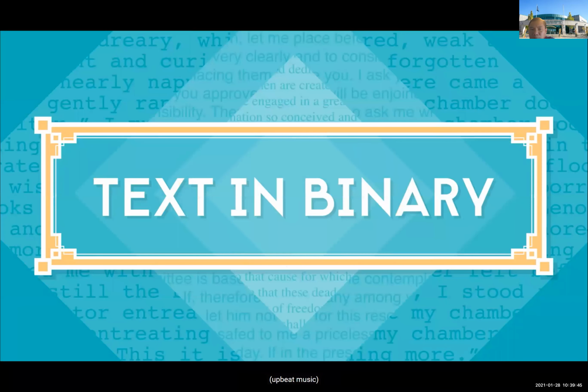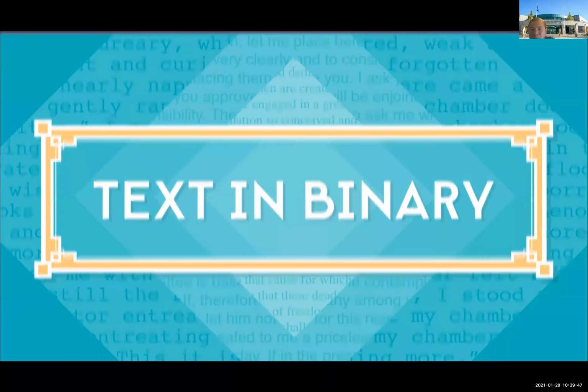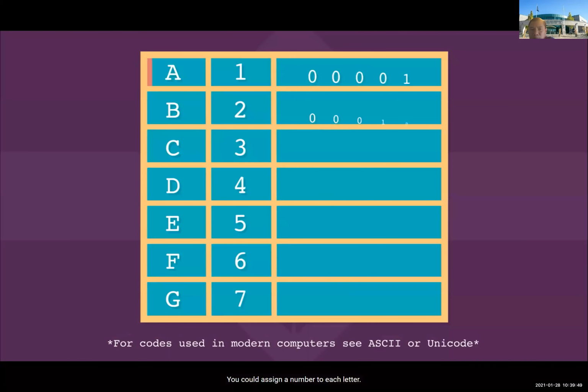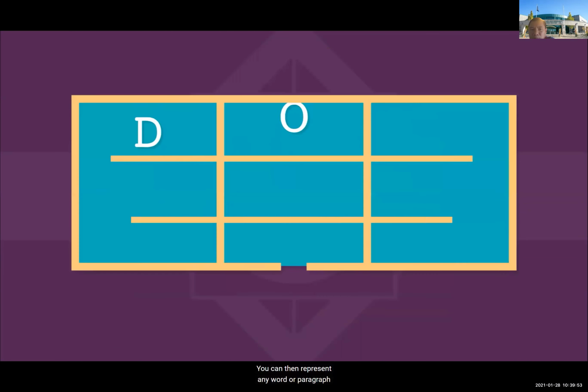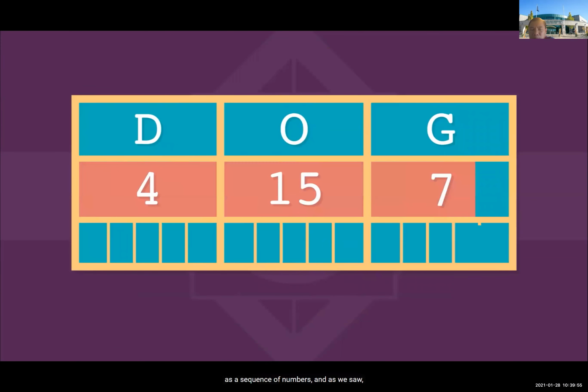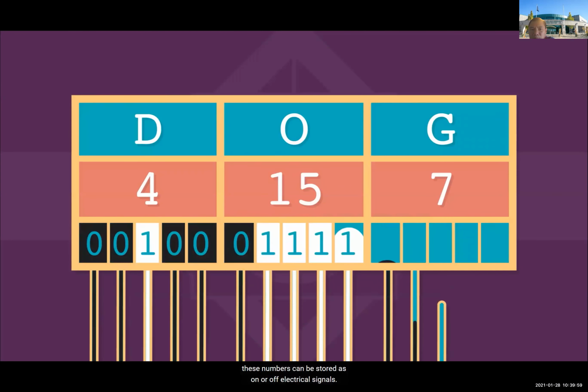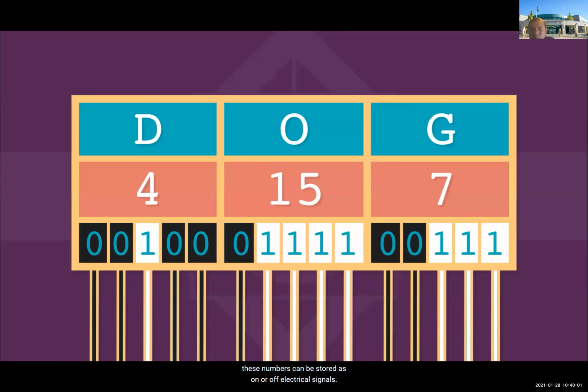Think of all the letters in the alphabet. You could assign a number to each letter. A could be 1, B could be 2, and so on. You can then represent any word or paragraph as a sequence of numbers. And as we saw, these numbers can be stored as on or off electrical signals. Every word you see on every web page on your phone is represented using a system like this.